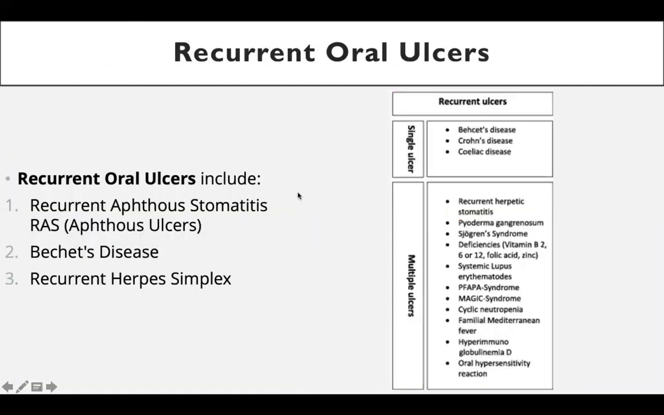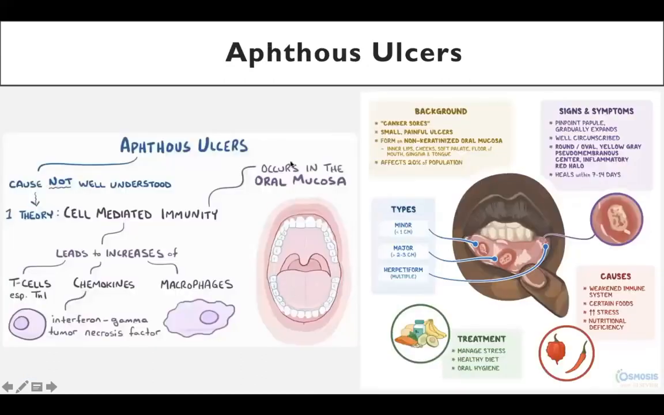Okay, so now to the third part, the last part of oral ulcers, which was recurrent oral ulcers. Recurrent oral ulcers include recurrent aphthous stomatitis, RAS, also known as aphthous ulcers, Behçet's disease, and then recurrent herpes simplex, the recurrence caused by the herpes simplex virus. The first was aphthous ulcer.